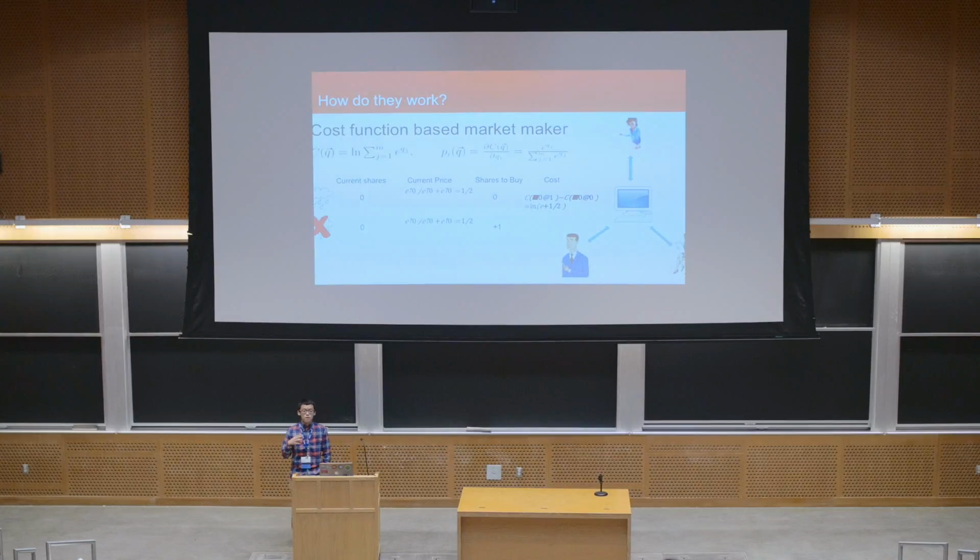Suppose you, as a trader, come into the market, and you want to buy 1 share of the security that represents it doesn't rain tomorrow. Then what you're going to pay is the cost function of the final state of the market minus the cost of the previous state of the market, in which case this is going to be log of e plus 1 over 2.